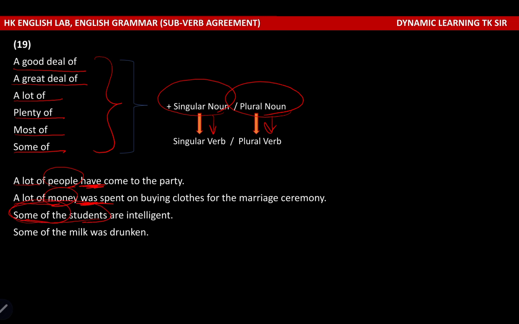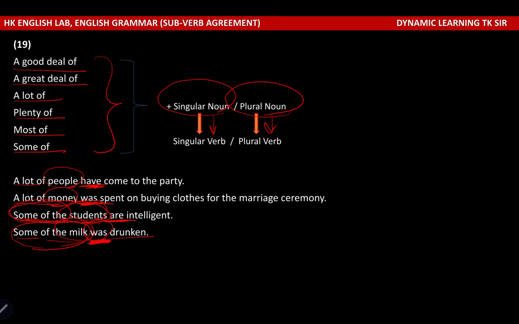Some of the students, after some of the students, plural, that's why the verb is plural. Some of the milk, after some you have milk here, milk is an uncountable noun, singular, that's why the verb is also singular, that is, was drunk. Got it? It is very simple, you got it, I know that.